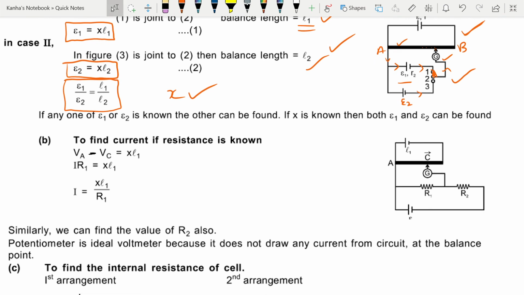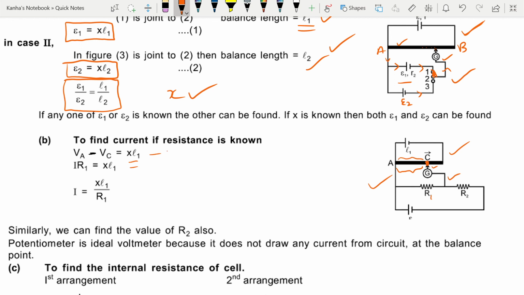The next application is to find the current if the resistance is known. So this is your primary circuit again of the potentiometer. You add this secondary circuit to it. Again, there is a galvanometer and a jockey attached, and there are 2 resistances, R1 and R2. Let the point at which this is touching the potentiometer wire be C. The potential that drops between these 2 points is the potential gradient into the length between these 2 points. Let the length be L1.